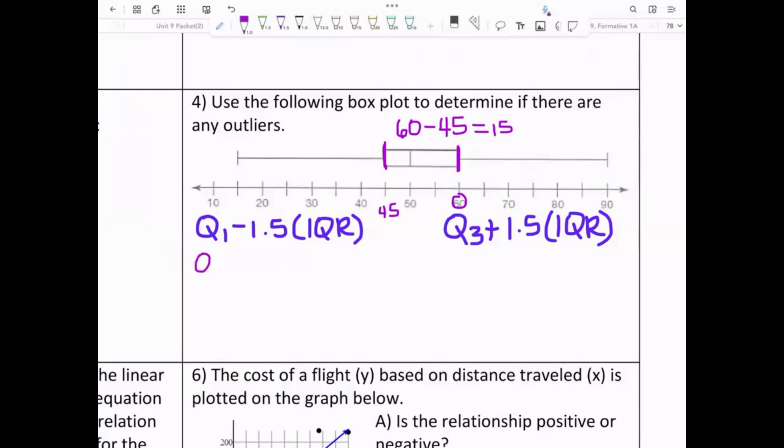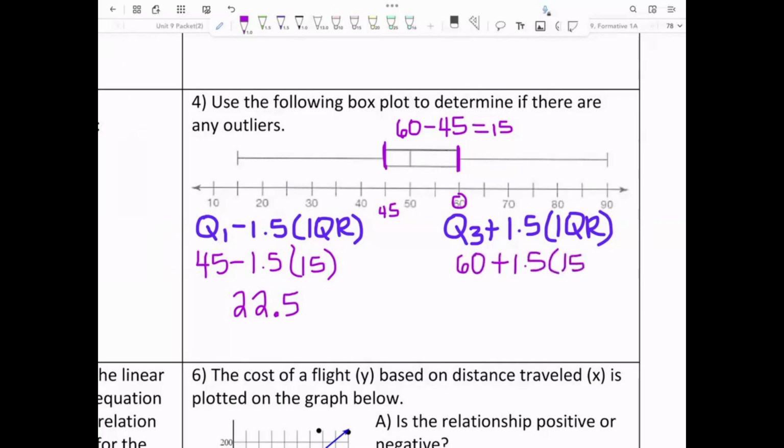So we need our IQR, so we take 60 minus 45, and we get 15. So we say Q1, in this case, Q1 is 45, minus 1.5 times our IQR is 15. So 45 minus 1.5 times 15 gives us 22.5. So that is the lowest we can go without it becoming an outlier. And then we do the same thing on the upper side. So 60 plus 1.5 times 15. And that will give us how high it will go without becoming an outlier. And here we get 82.5.